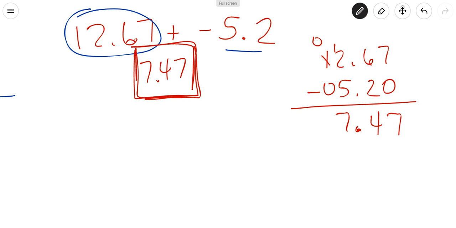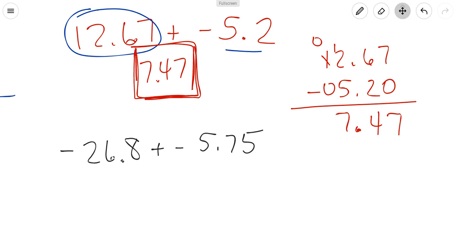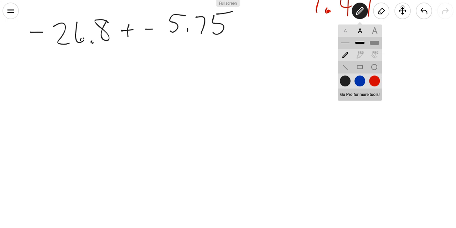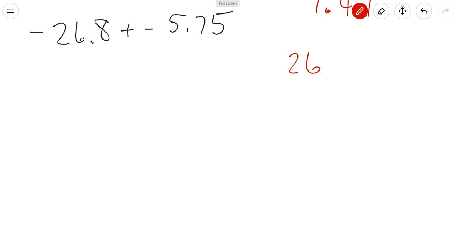Let's this time say I'm going to have negative 26.8 plus negative 5.75. I'm going to go through the same steps that I always talk about. These are the same signs. So this time I need to solve an addition problem. Adding decimals is just like subtracting them. Line up the decimal points, 26.8, and line up the second one, obviously, 5.75.